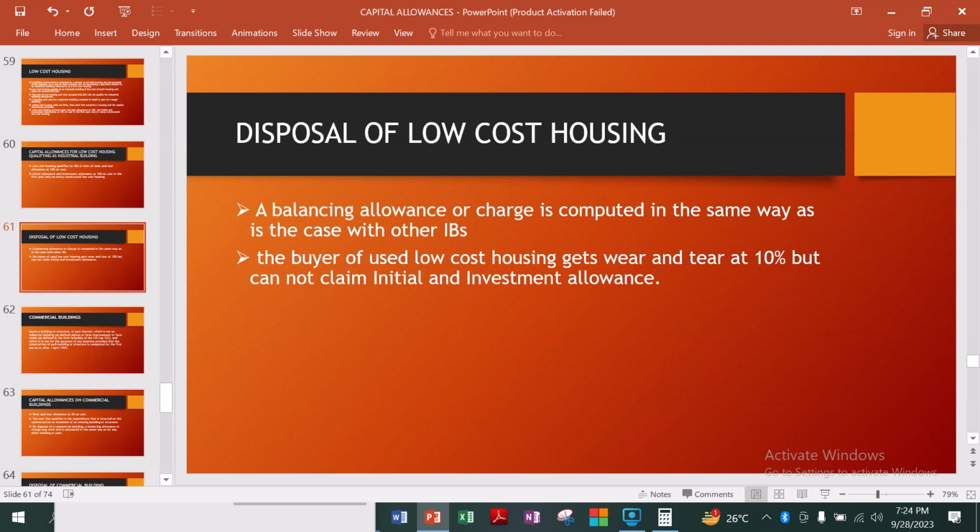I would like to believe we have gotten one or two points. The next time we meet, we are going to look at commercial buildings and capital allowances. How do we claim capital allowance on a commercial building? I'd like to believe we have done justice to this particular part of the presentation on capital allowances.